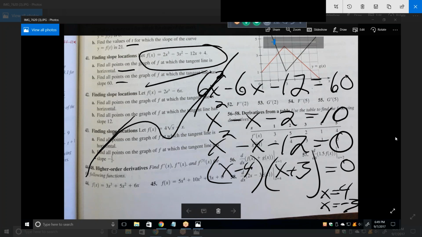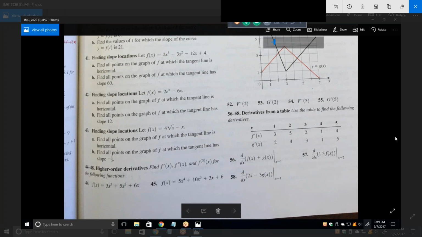Okay. All right. Thank you for not letting me pass over 41b. All right, 43. Same problem, right? Just different function. In other words, they want the horizontal slope, and they want a slope that's minus 1/2. So what's our first step?